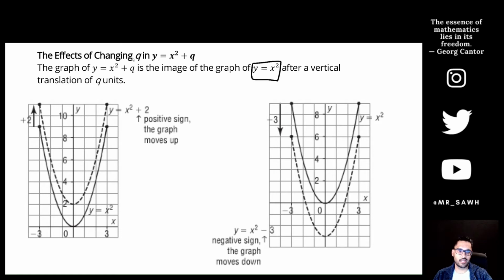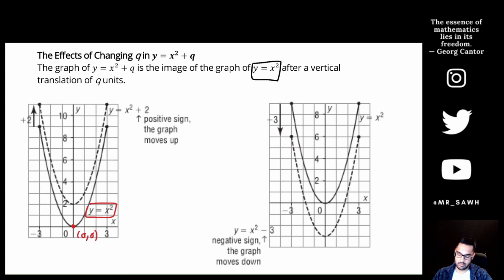So this is the effect of changing what we call q in y is equal to x squared plus q. What happens if we add a constant to the end of this? What moves, right? And the constant is always going to be your y-intercept. So in the original graph of y is equal to x squared, that I'll do in red here, the vertex, or y-intercept in this case, is right on the origin, right?